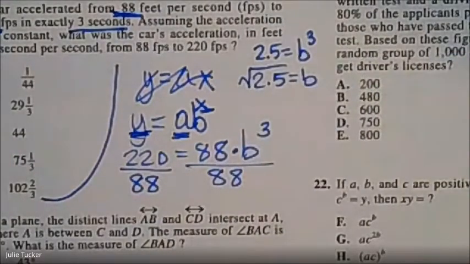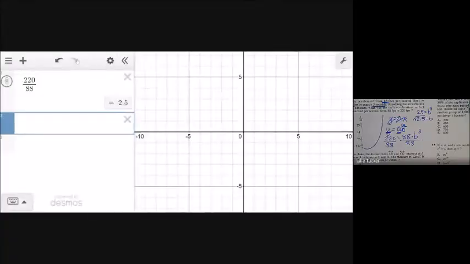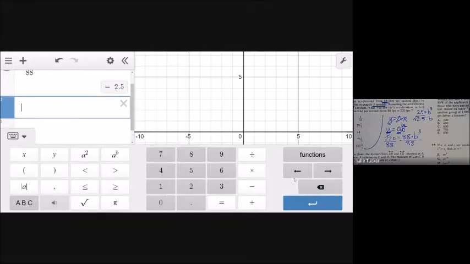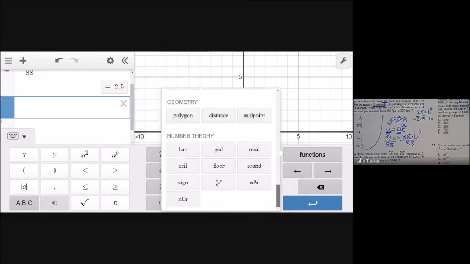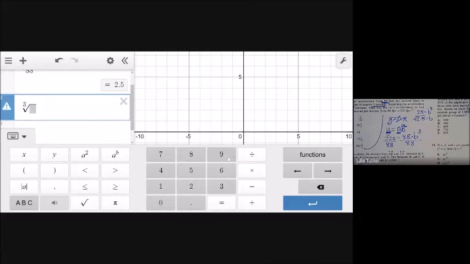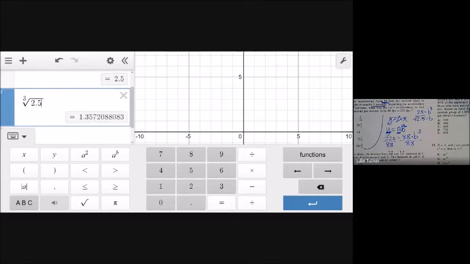Okay, I'm going to go ahead and share my Desmos tab. So I already have that answer in there, and I have to cube root it. Do you remember the cube root is so annoying? It's like way, way, way down the list. All the way at the bottom. So I'm going to scroll all the way. Okay, there we go. It says 1.357.